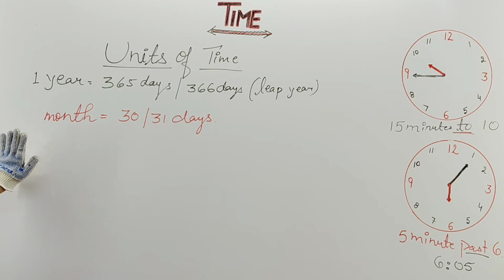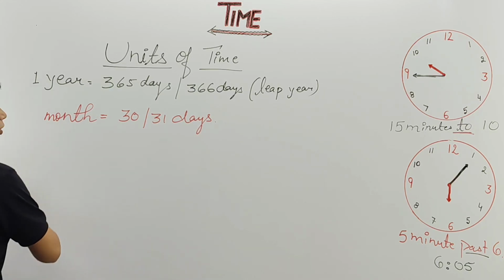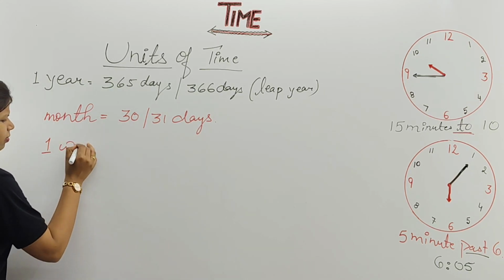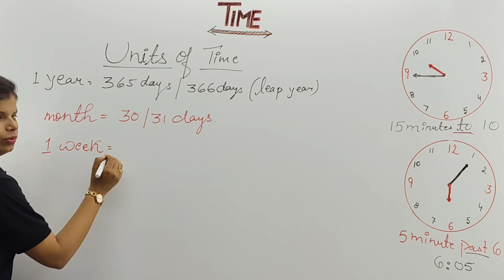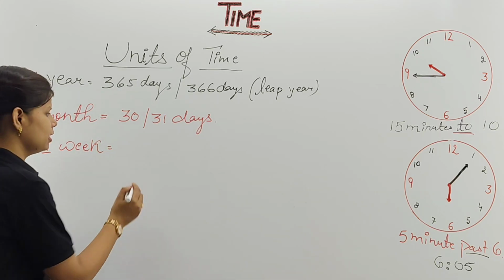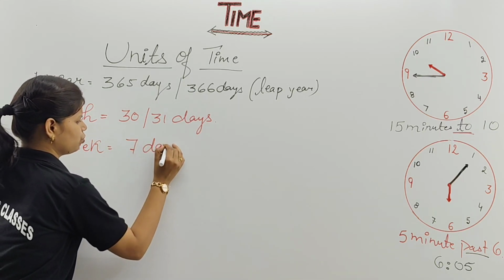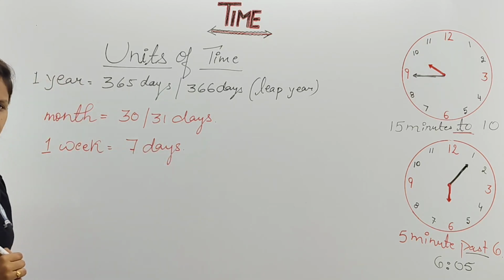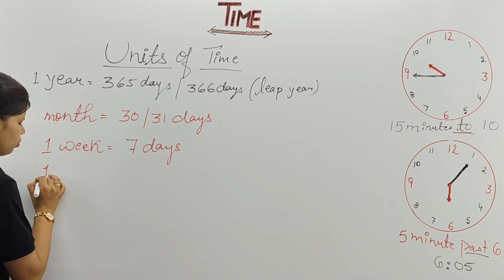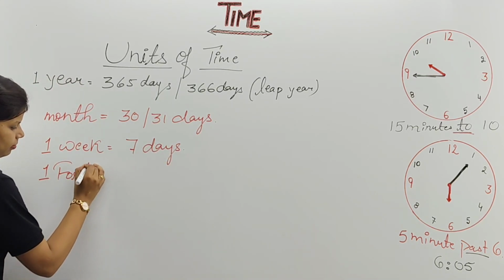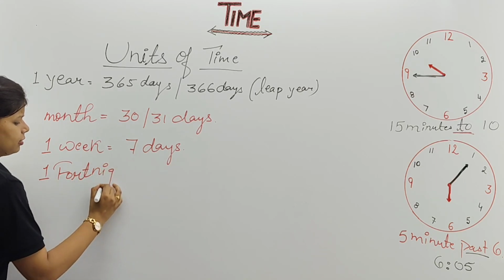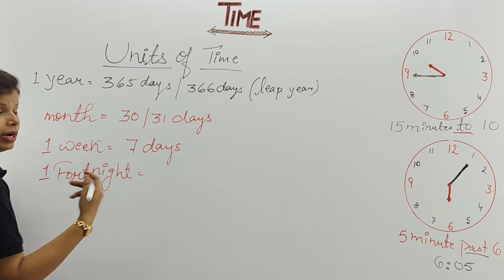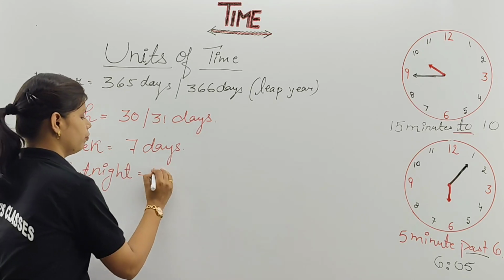Now next what we are going to write, 1 week equal to how many days? 1 week equal to, we are having 7 days. This is just to recall your knowledge. Another one is your 1 fortnight. Please don't come and ask what is fortnight. Will be equal to your how many days? Good. 14 days.